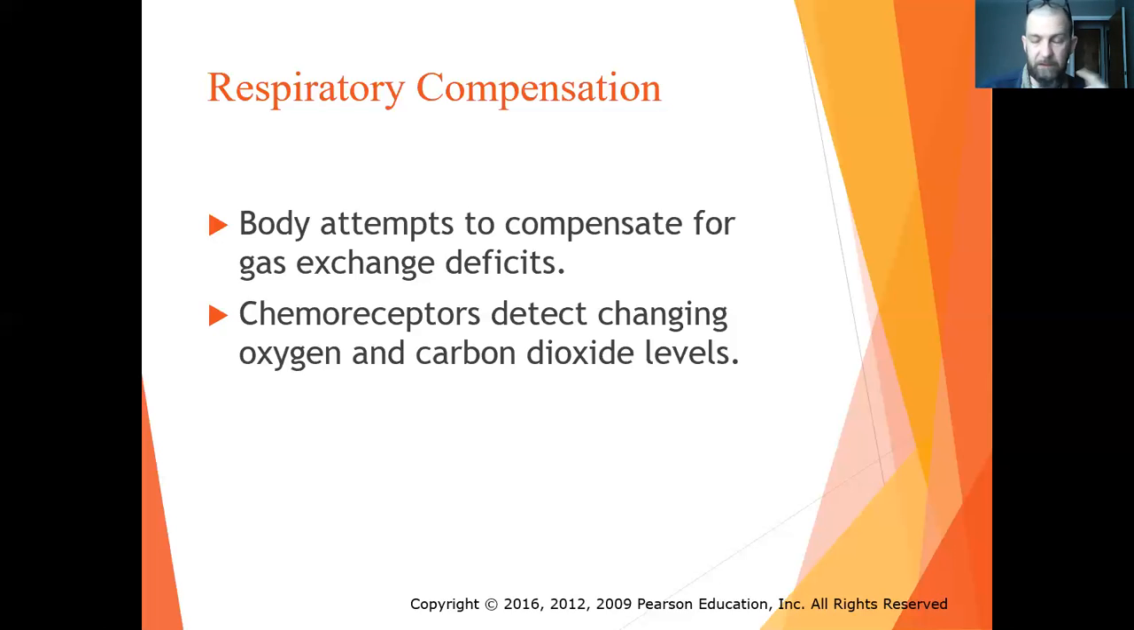The brain is told, hey, there's too many levels of this, the carbon dioxide, we're getting too acidic. Let's breathe some more. Let's breathe faster. Let's breathe deeper, so we can up our minute volume and we can make up for whatever dysfunction there is. And we need to know about chemoreceptors and what they measure.